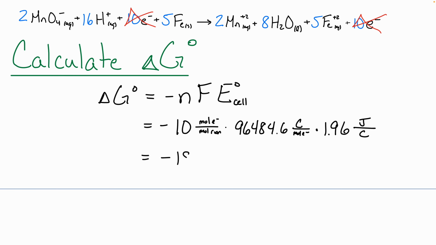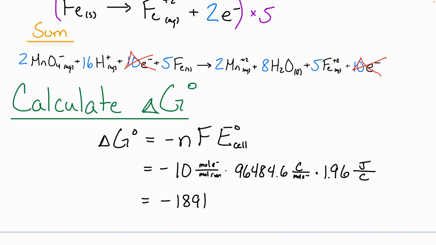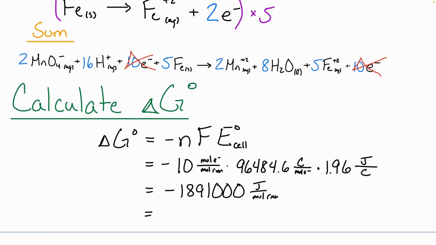All right, so we get this gigantic value. But this is joules per mole reaction. So we can convert this to kilojoules per mole reaction. It's still a pretty massive number. But yes, negative 1891 kilojoules per mole.